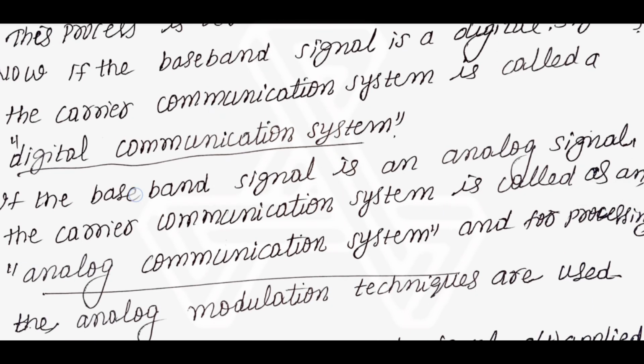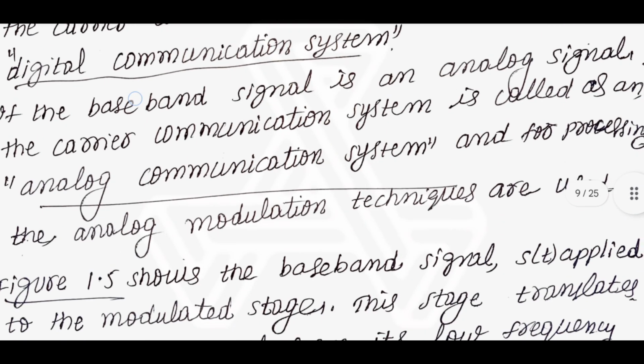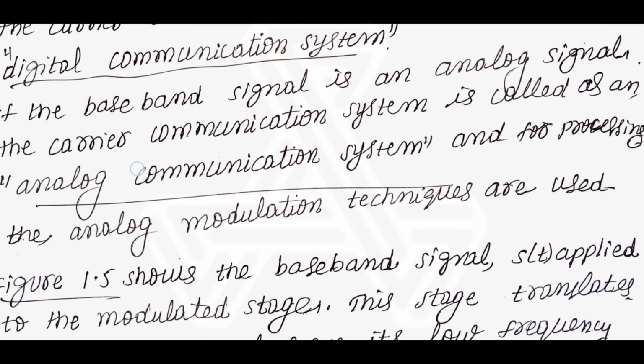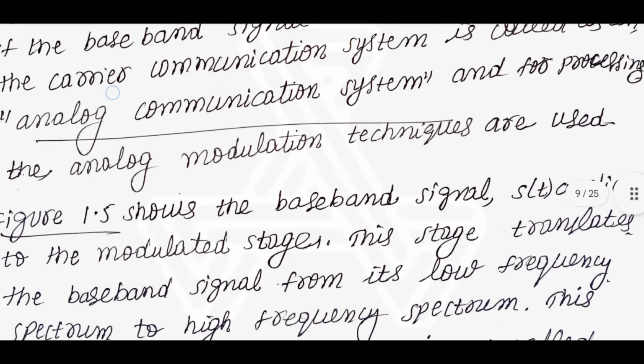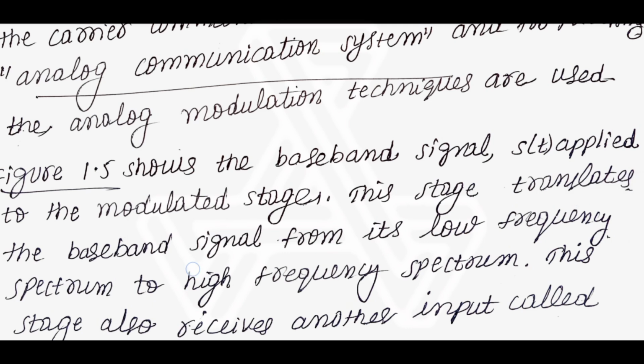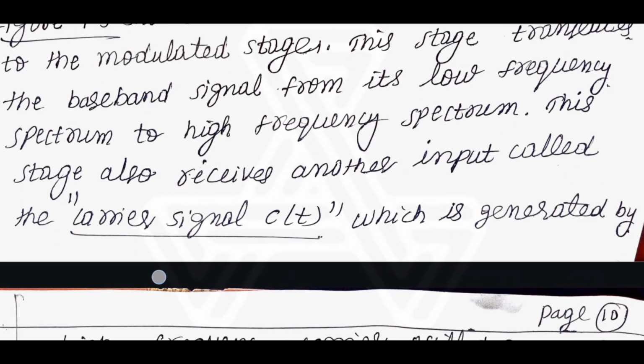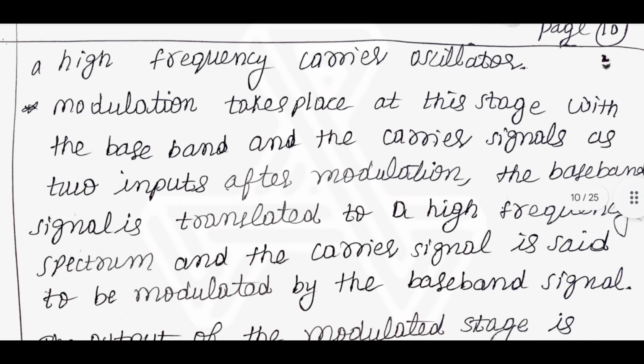For processing in an analog communication system, analog modulation techniques are used. The baseband signal S of t is applied to the modulator stage. This stage translates the baseband signal from the low frequency spectrum to the high frequency spectrum. This stage also receives another input, called the carrier signal C of t, which is generated by a high frequency carrier oscillator. Modulation takes place at this stage.